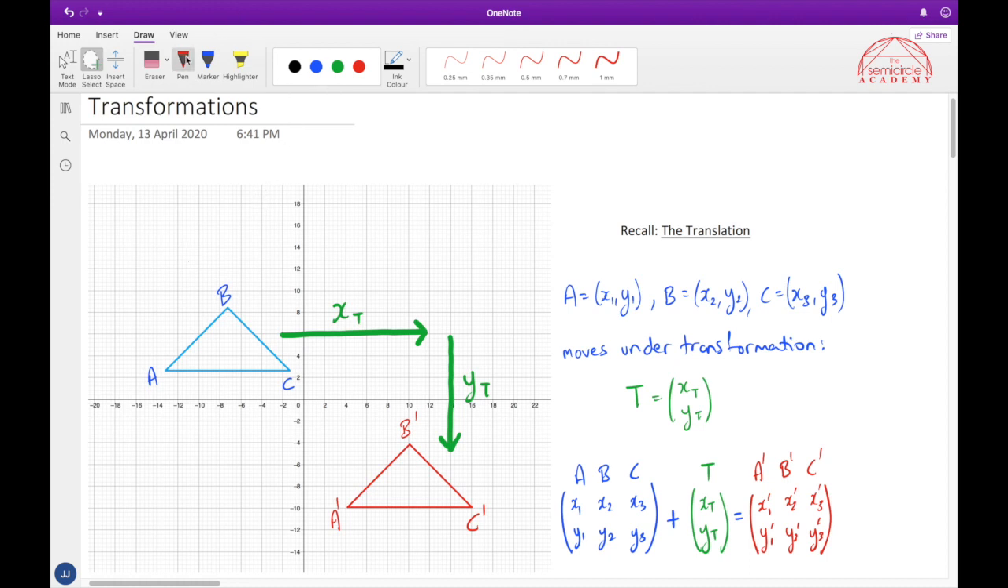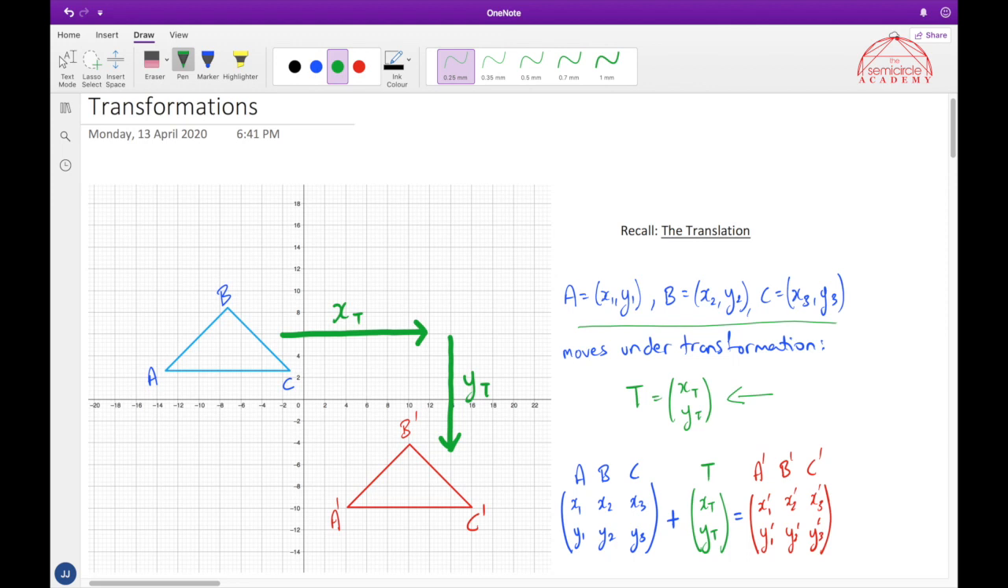And just to recap on the translation, a translation is if I had a triangle ABC, where I have the coordinates of ABC over here, and I was to move this triangle under the translation T. The translation is a vector which represents movement. That means that it'll move X spaces horizontally and Y spaces vertically.